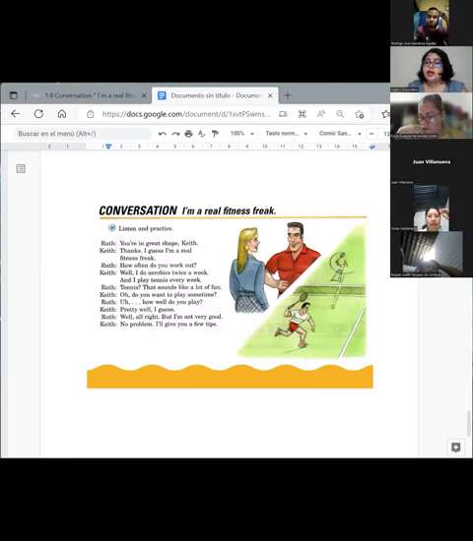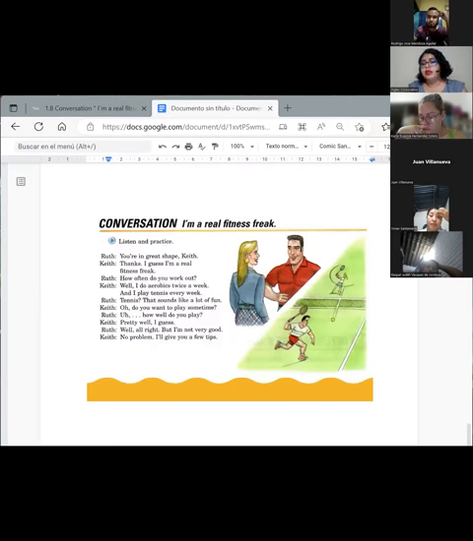So we have 5 minutes, let me see the time. 8:31. We're going to begin with the practice at 8:36. 8:36, comenzamos con la práctica. So, let's practice, let's read the conversation and then we are going to do an oral practice. Let's go.